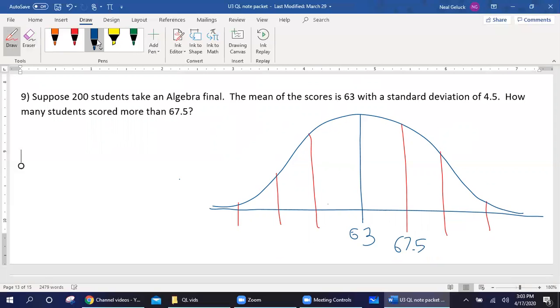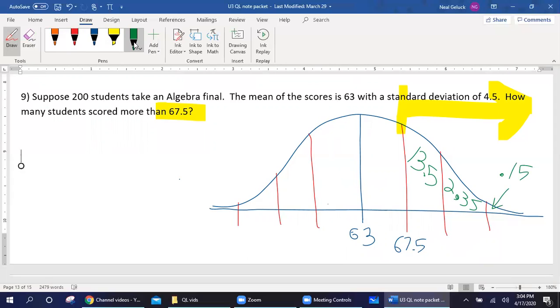And actually, for this particular problem, I can kind of stop there because it asks me how many students scored more than 67.5. I don't really need to write the other ones. I know the marker that I need, so I need to figure out what percentage is beyond the 67.5. Using those same percentages, we know that this part is 13.5. The next part is 2.35. And the last part here is 0.15.